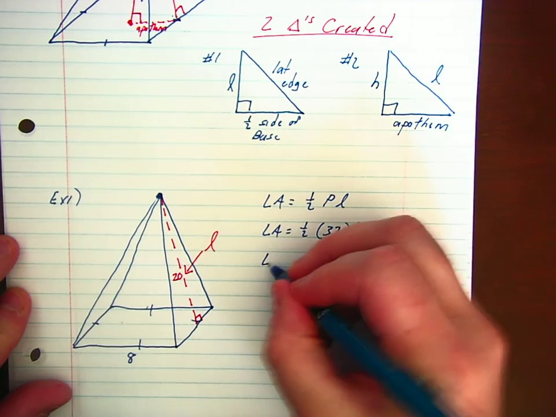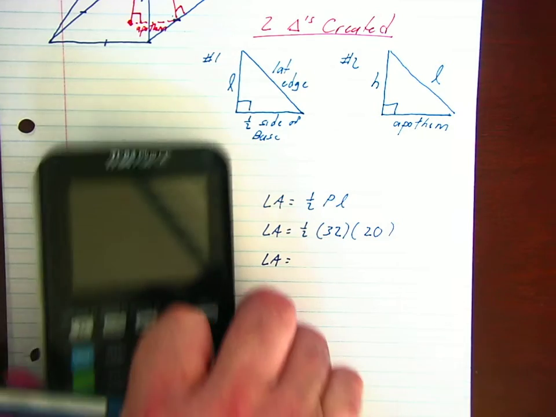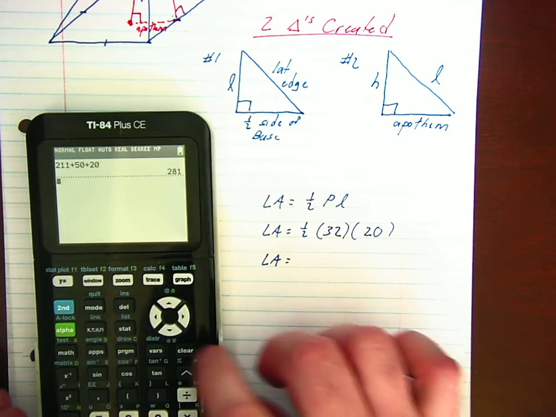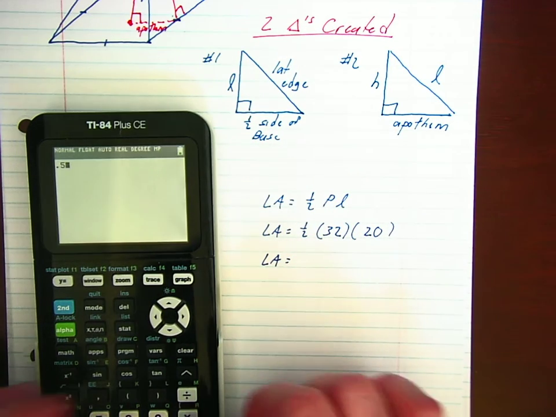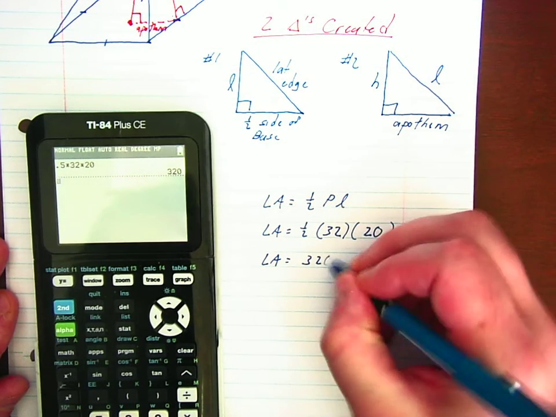And you're done. That one's easy. So we're doing 1/2 times 32 times 20. 1/2 times 32 times 20 gives me 320. Done.